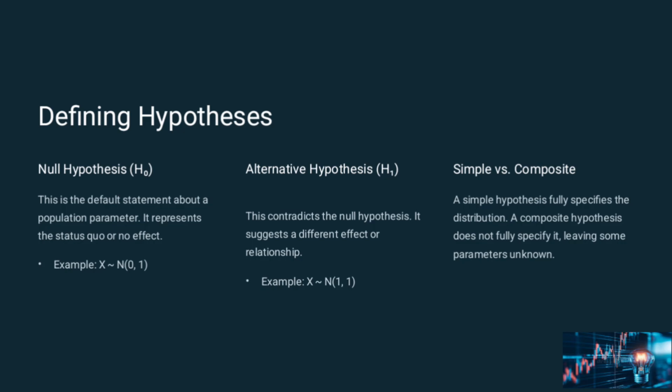Defining hypothesis. First one, null hypothesis, H0. This is a default statement about a population parameter. It represents the status quo or no effect. This is a default statement proposing no effect or no difference, and it is assumed true until evidence suggests otherwise. For example, a null hypothesis might state that a new drug has no effect on disease.